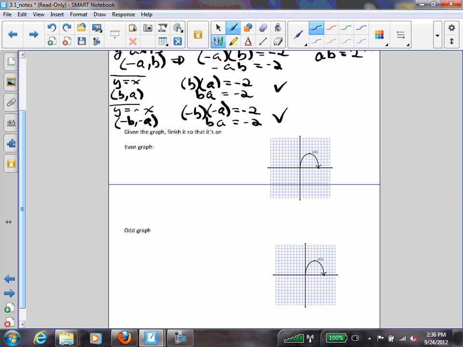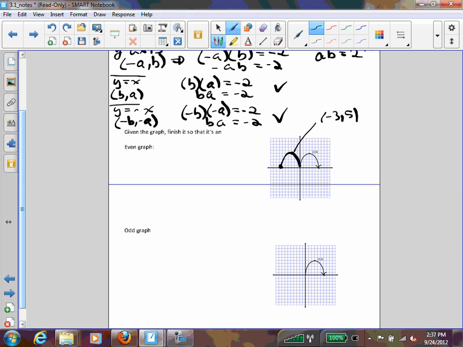So this point is (3, 5). So if I'm reflecting it over here, according to my rules, what should this point become? Yeah, this is going to be (negative 3, 5). And that's all I'm asking, so that it does this. Or just redraw it, because I'm wanting it to look like an even graph. So I'm going to reflect it across the y-axis. I'm going to reflect this so that I've got a hump and they're both going down.